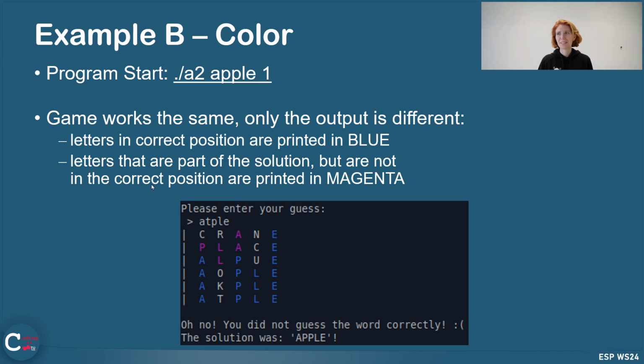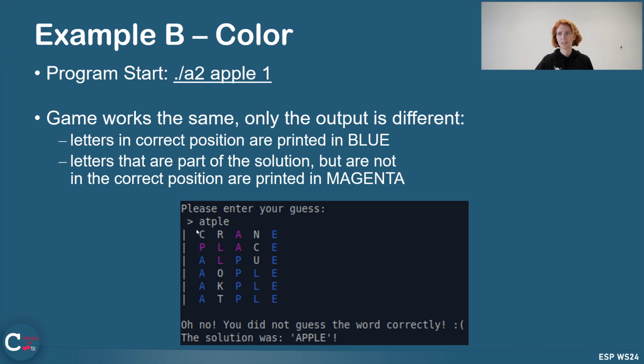Don't wonder about the choice of colors here. This is just so that it's more easily readable in the test report. Usually you would use green and yellow or something like that, but then you can't see it in the test report. So just follow these rules. Correct position is blue, and part of the solution but not correct position is magenta. And here you can also see what this looks like.